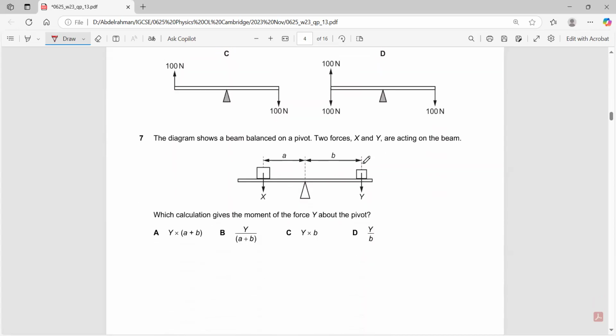Question 7. Which calculation gives the moment of force Y? Moment of force Y, Y times B, right? Y times B. So it is C.